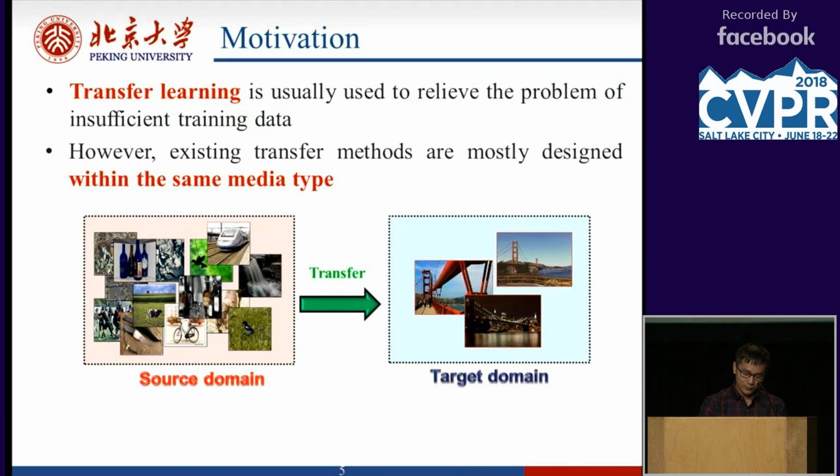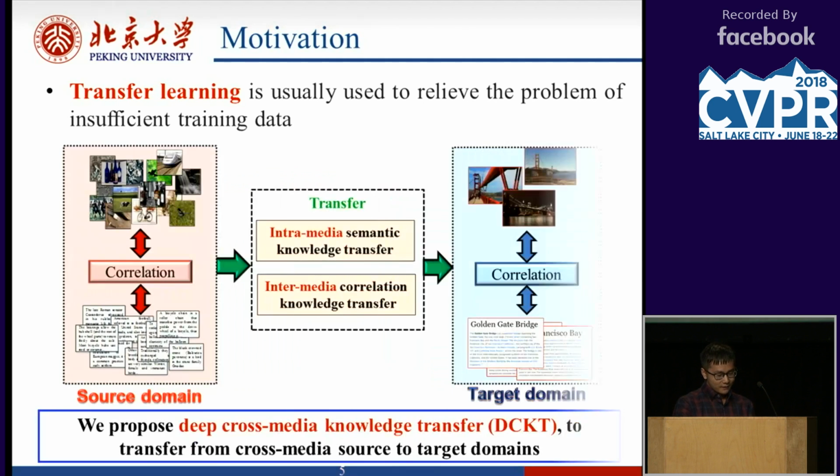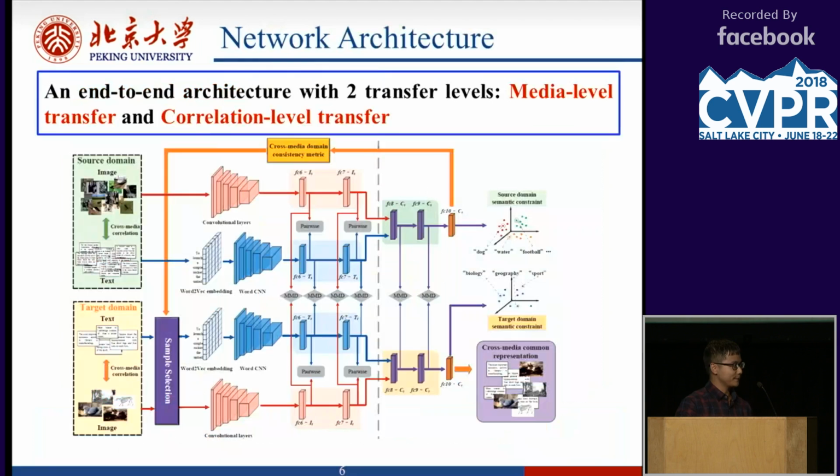Transfer learning is usually used to relieve the problem of insufficient training data. However, existing transfer methods are mostly designed within the same media type. They pay little attention to knowledge transfer between two cross-media domains, including intermediate semantic and intermediate correlation knowledge. Therefore, we propose the deep cross-media knowledge transfer, DCKT, method, to transfer from a cross-media source domain to a target domain.